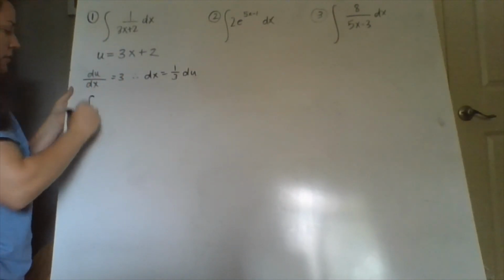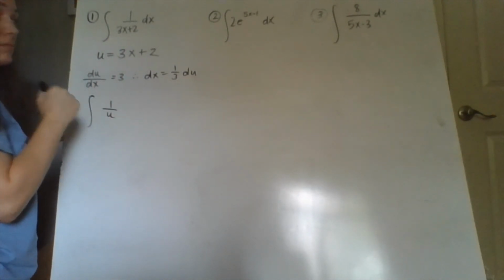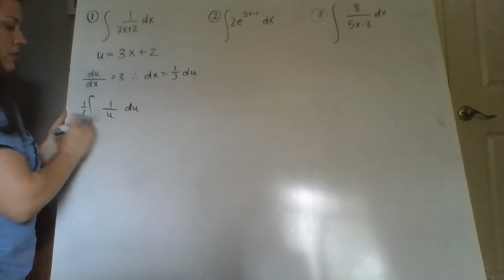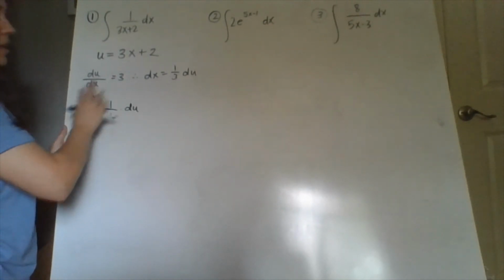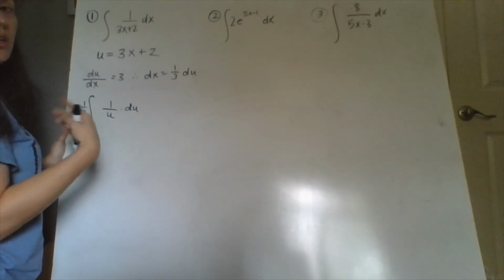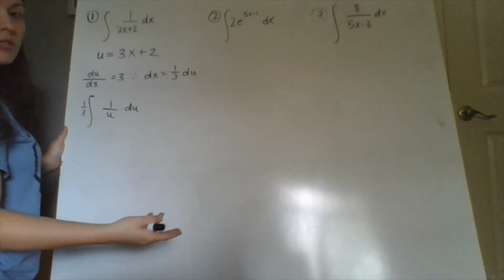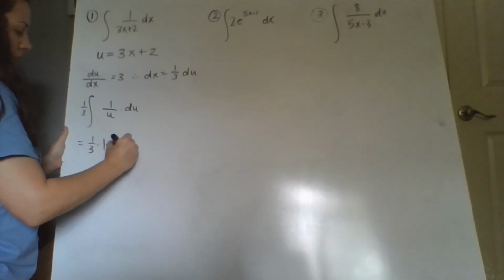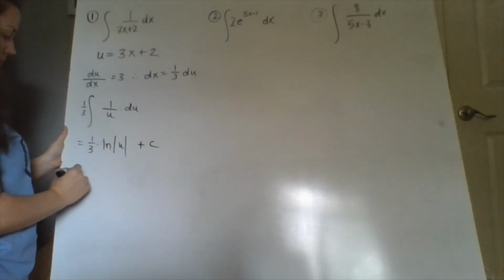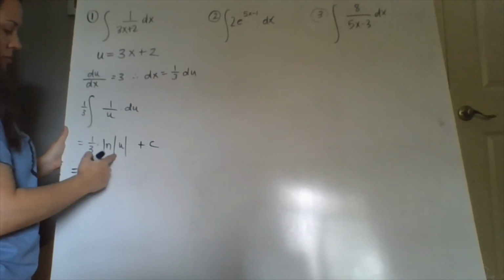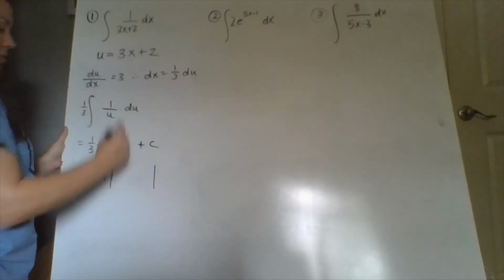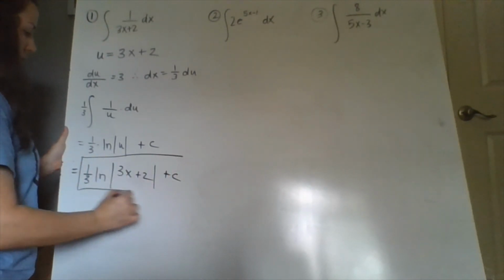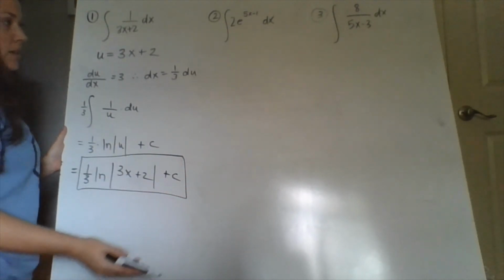So when I rewrite this, the integral of 1 over u, right? And then dx is 1/3 times du. So now we're in one single variable, which is what we want. I'm going to anti-derive this, and we just saw the integral of 1 over u is the natural log of the absolute value of u. So it's 1/3 times the natural log of the absolute value of u plus c. 1/3 times the natural log of the absolute value of our u, which is 3x plus 2, plus c. Here is our answer. That's it. It's as easy as that.